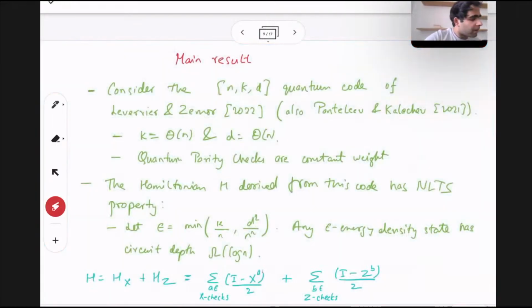So here's the main result that we have. We pick up the recent breakthrough quantum codes due to Panteleev and Kalachev. In particular, we pick up their simplification by Leverrier and Zemor. So it's a family of quantum codes that were discovered very recently, and almost 30 years after the first quantum code was written down by Shor.